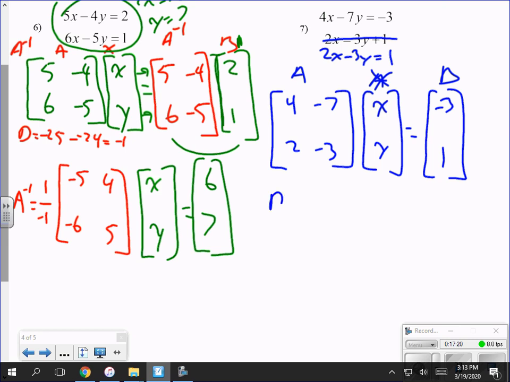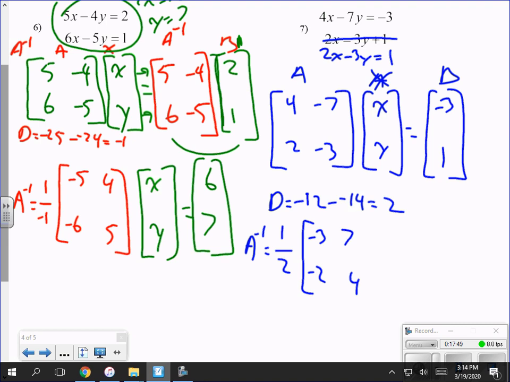So to find A inverse, first I need to find the determinant. My determinant, multiply across, -12, multiply across, minus -14. My determinant ends up being 2. So that means that A inverse is 1/2 times, and I swap the diagonals on the first one, so I swap a and d, so I get -3 and 4, and then I change the sign of the other two, I get -2 and +7. And I multiply that out to get A inverse. I get -3/2 and 1 and 7/2 and 2.